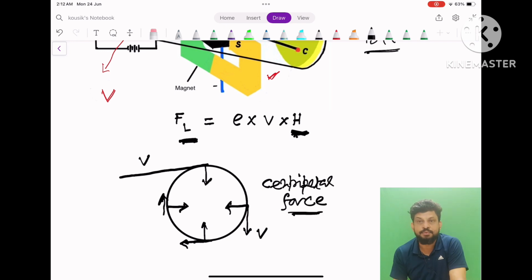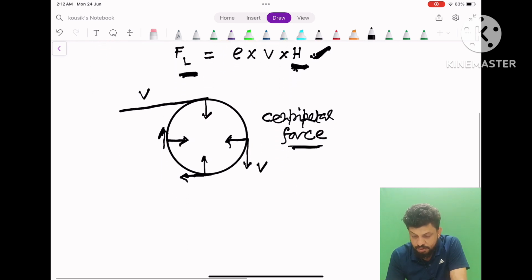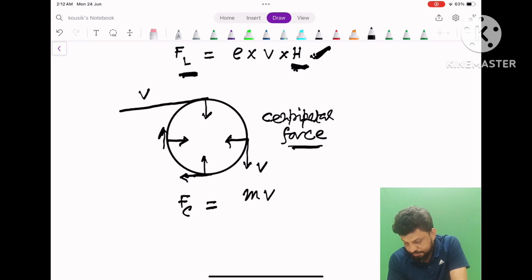What is centripetal force in physics? Of course, the origin of centripetal force is the Lorentz force. The value of centripetal force is F centripetal equals m v square divided by r.